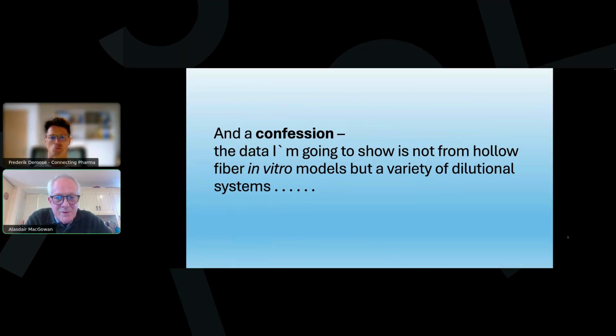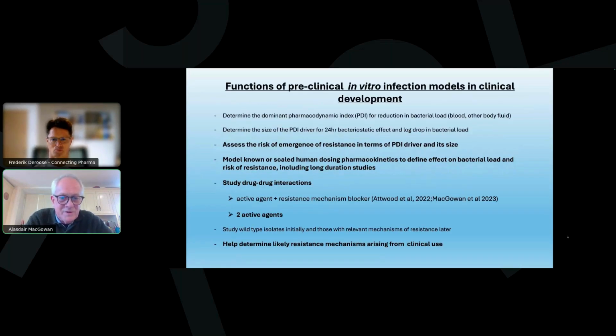These dynamic models on the next slide have got a whole range of different functions, which the previous two speakers have touched on. But in terms of resistance, I'm just going to talk about how you might assess the emergence of resistance in terms of what the drivers are and what the exposures might need to be. How you might use known or scaled human kinetics to look at bacterial load in terms of long-term experiments.